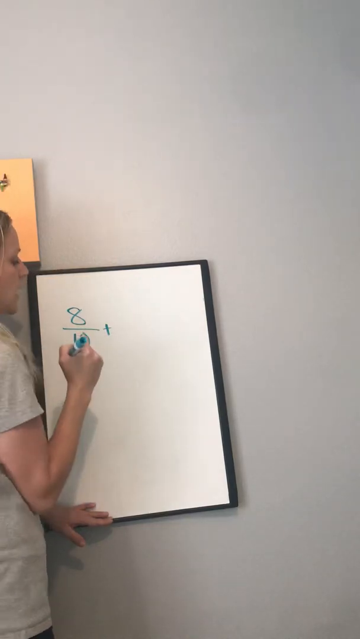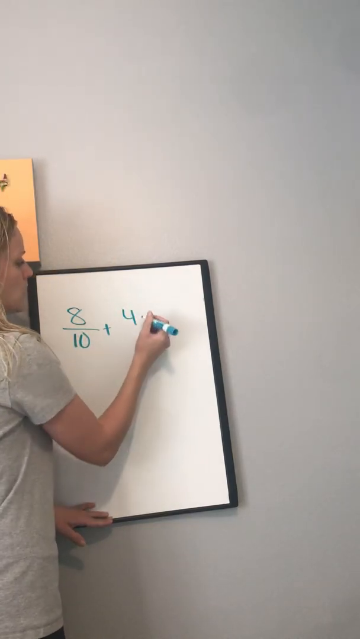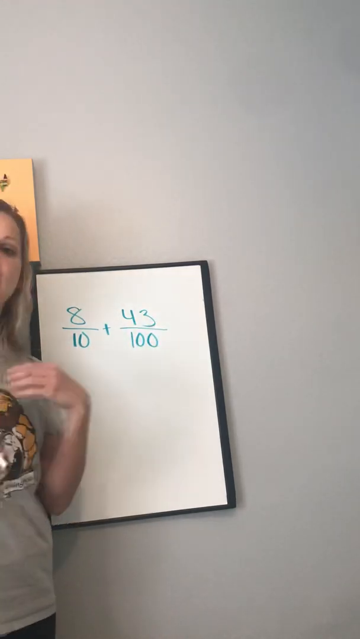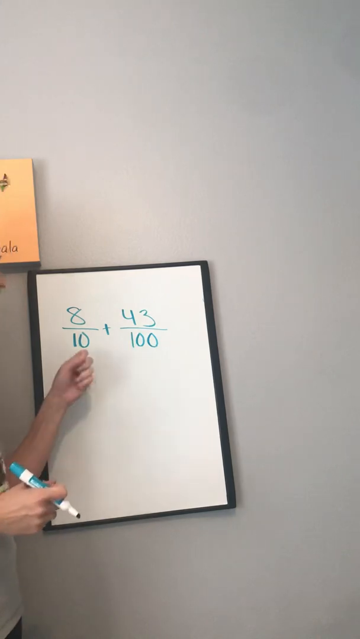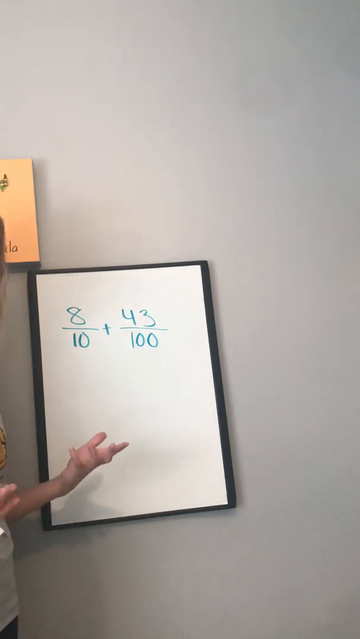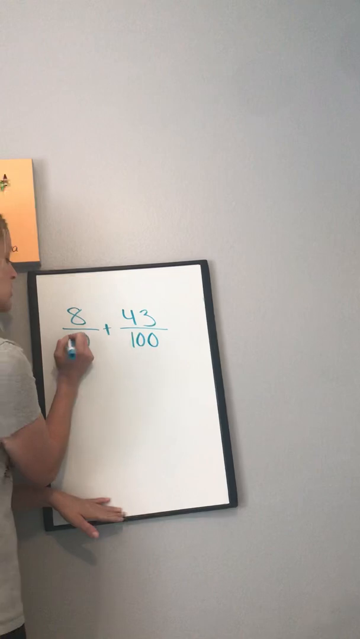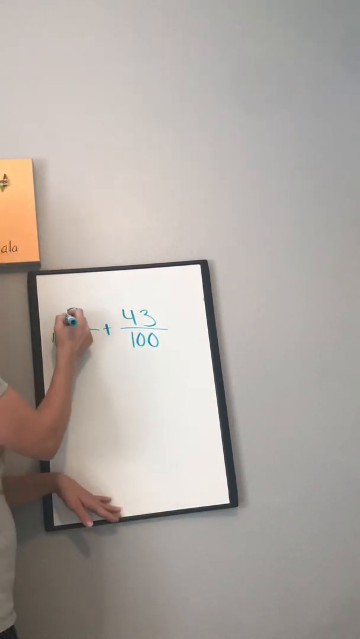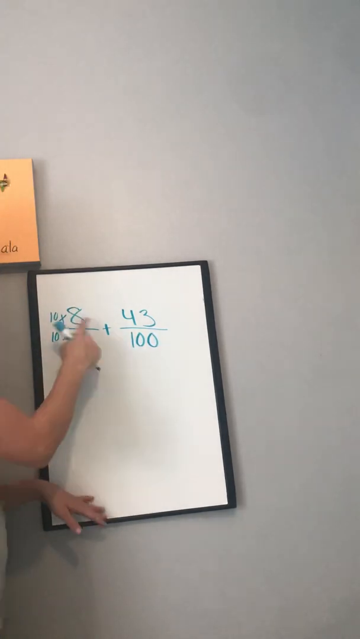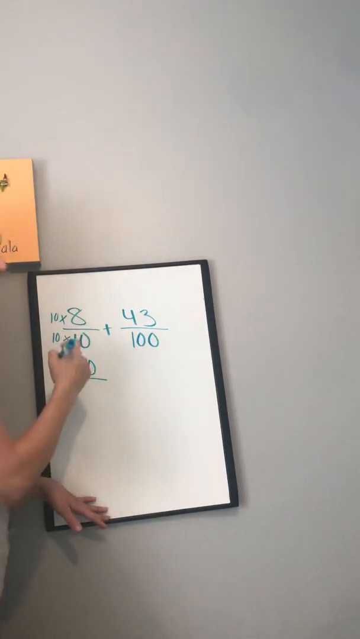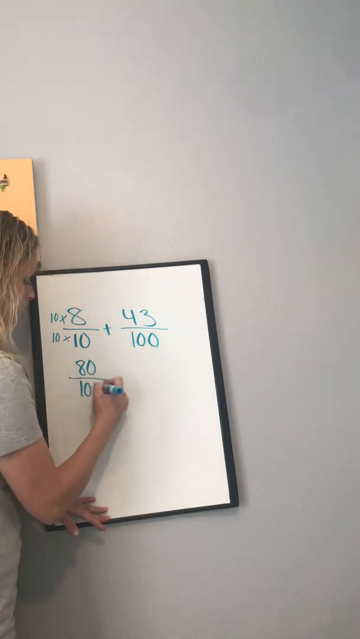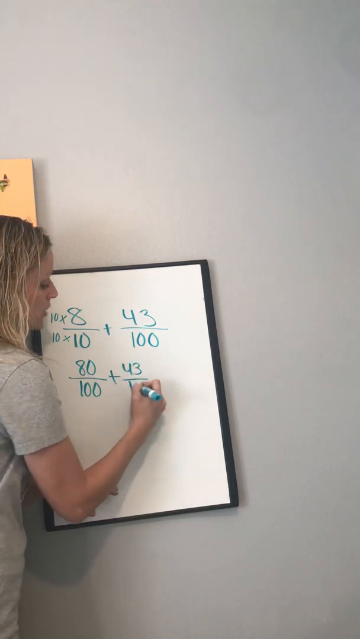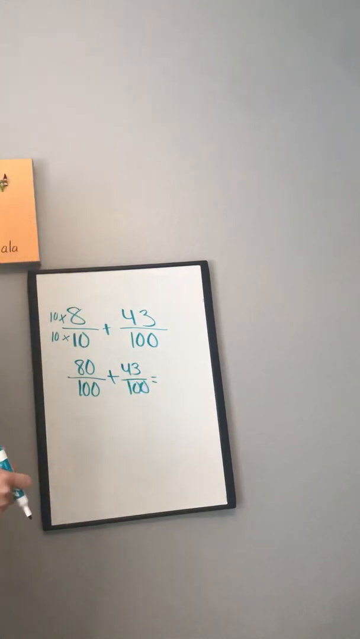Now, what if we have something like this? 8/10 plus 43 hundredths. I'm going to follow that same step. I'm going to change my denominator of 10 and make it a denominator of 100, finding an equivalent fraction. So I have to multiply 10 times 10 to get the denominator of 100. Then I have to multiply 8 times 10, okay? So 8 times 10 is 80. 10 times 10 is 100. Now I can add them. 80 hundredths plus 43 hundredths. And what does that equal?